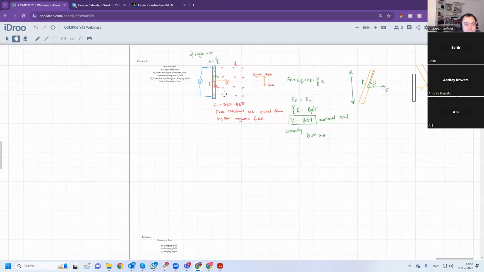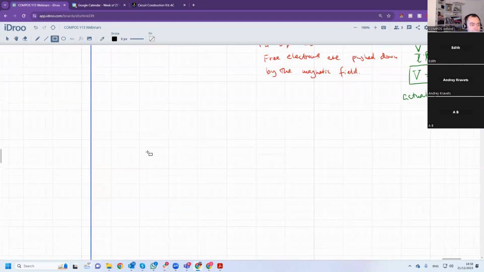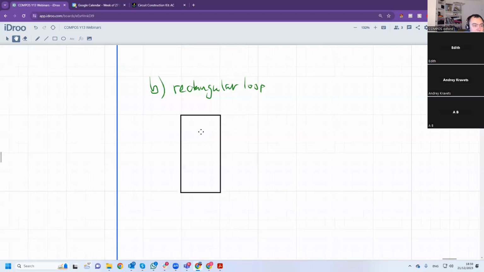Let's say we have a frame of wire, so basically a loop of wire. For simplicity, a rectangular loop. Now, if you have a rectangular loop moving through a uniform magnetic field, there is A, B, C, D.